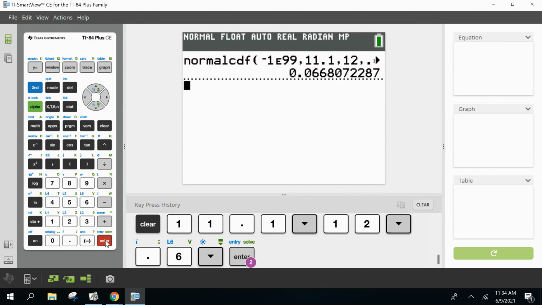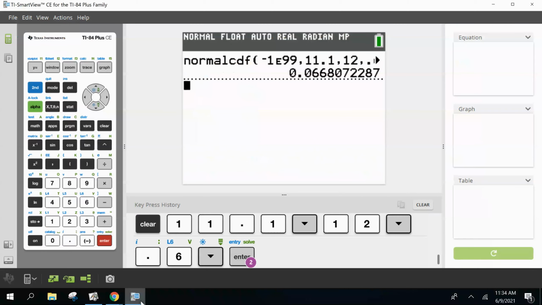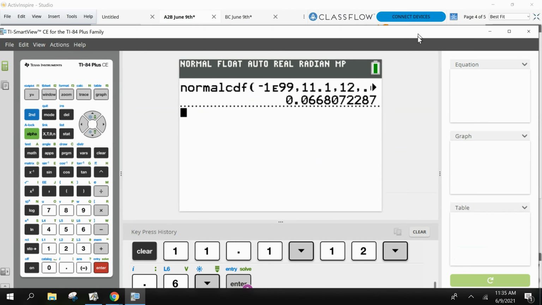But I don't know how many of you guys are reading this problem carefully. I'm not looking for the percent here. Read the problem. How many are expected? There are 250 soda cans. How many of them are going to be less than 11.1? Well, I know about 6% of them are going to be below. So what can I do with this number I just found in my calculator?